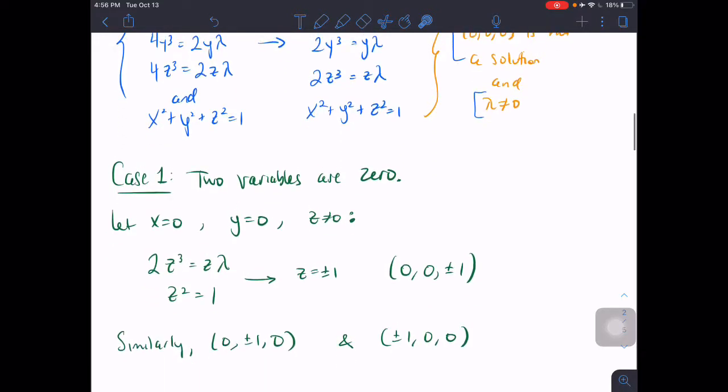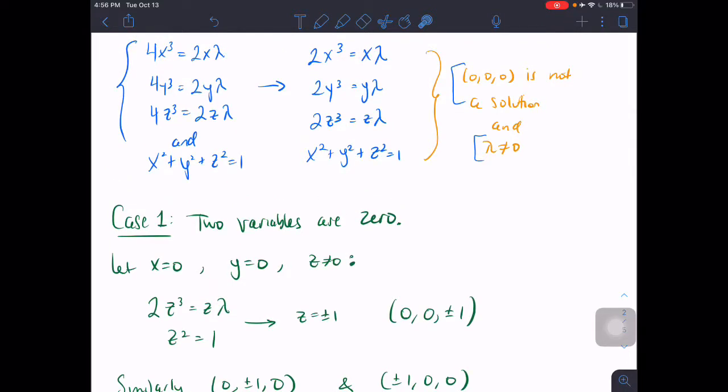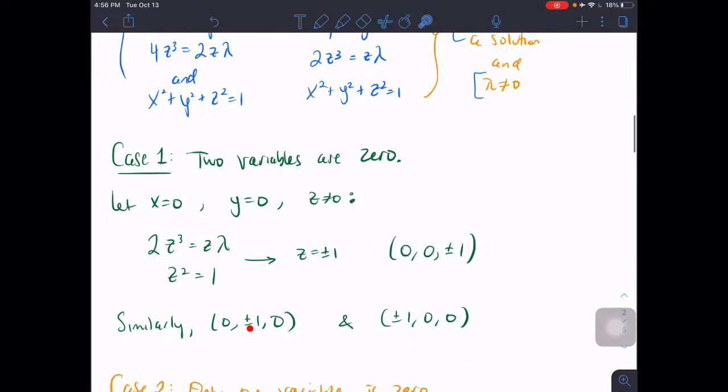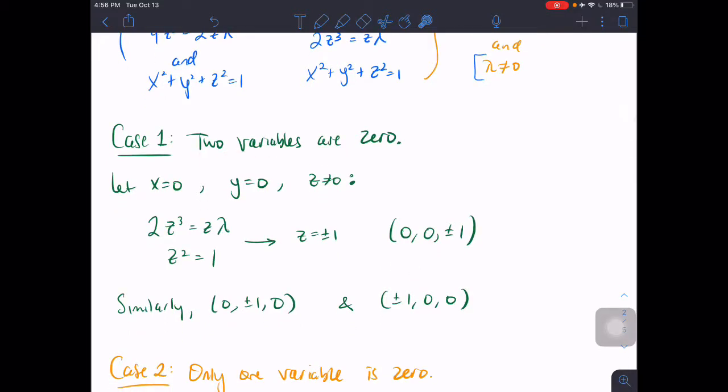What about if maybe x equals 0 and z equals 0? Well, if x equals 0 and z equals 0, these vanish. I'll be left with this equation, and then I'll be left with y squared equals 1. And so the same process will happen. I'll be able to conclude that y is plus or minus 1. And the same thing will happen if y and z are 0. I'll be able to conclude that x is plus or minus 1. So if two variables are 0, we get these points as possible critical points for our function here. Okay, so this is the case when two of the variables are 0.